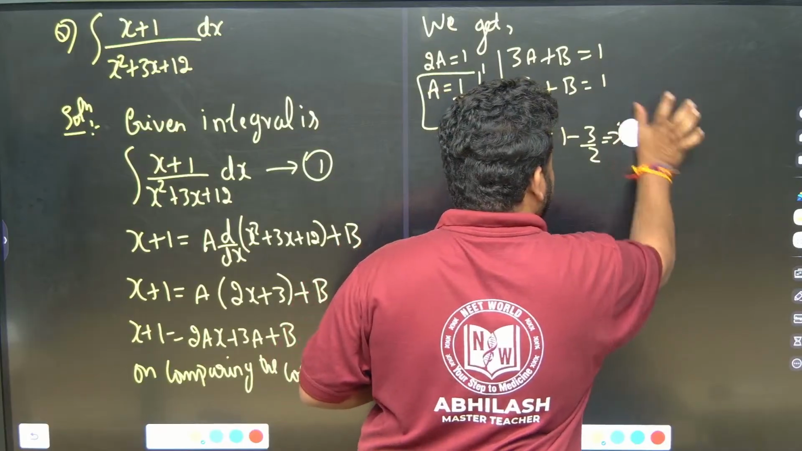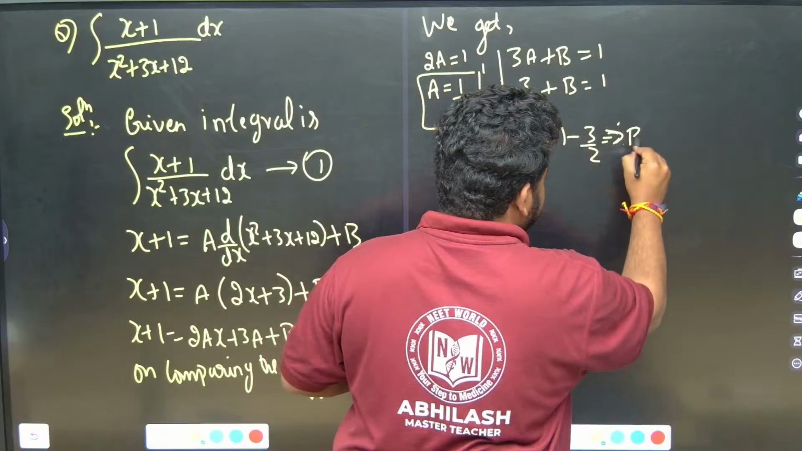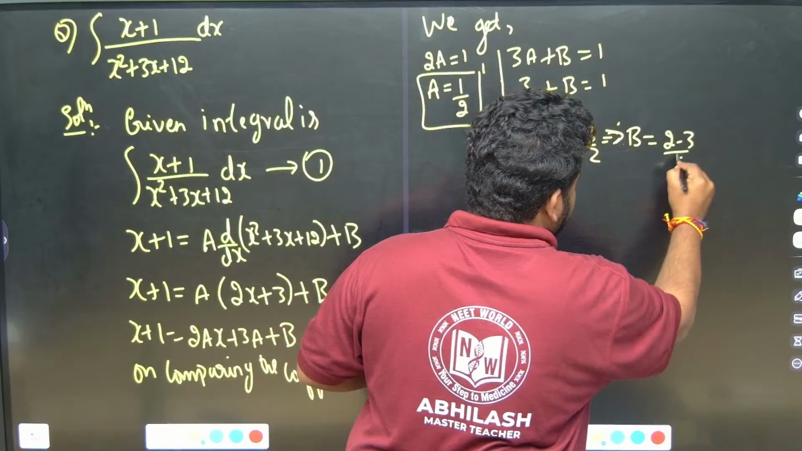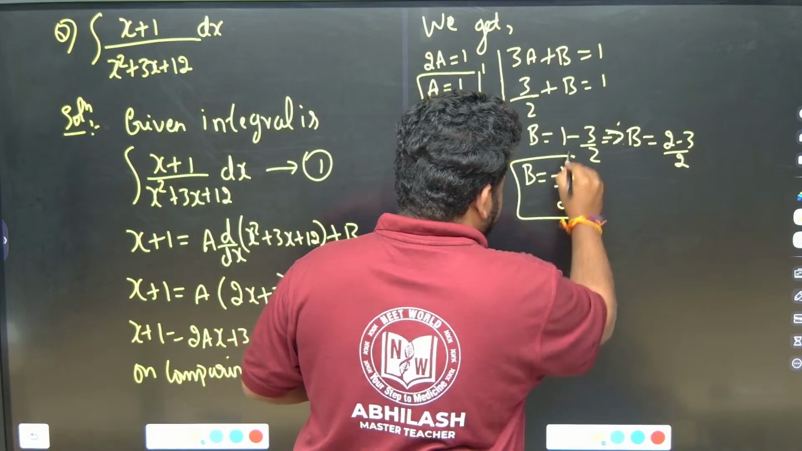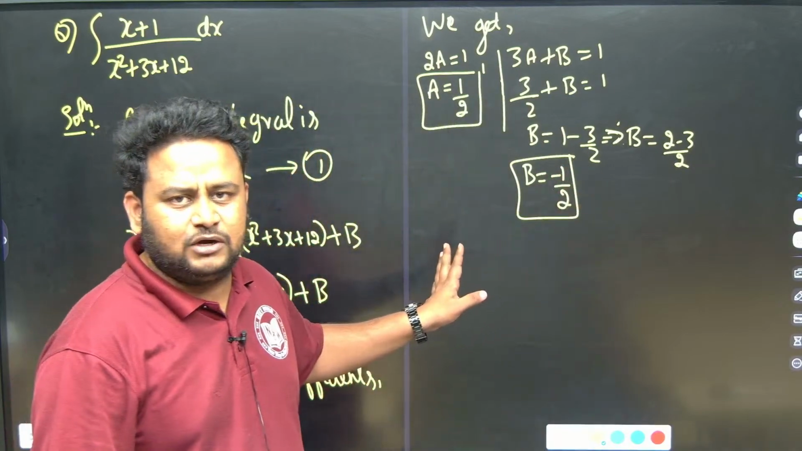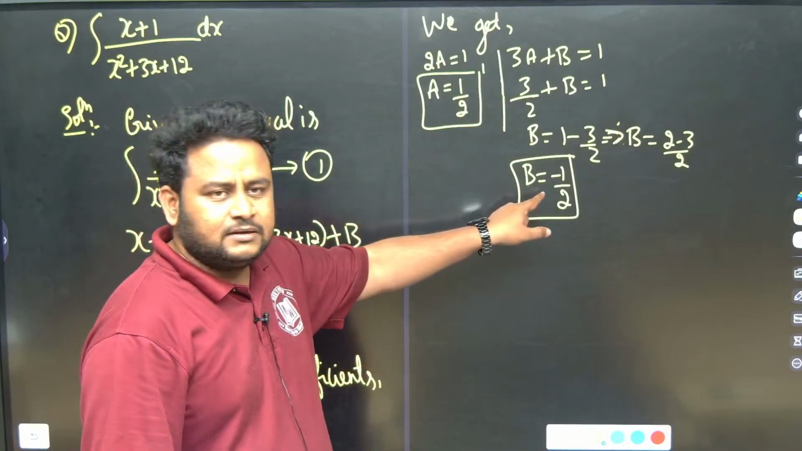Write down neatly. So b is equal to 2 minus 3 by 2, that implies b will be equal to minus 1 by 2. Now what will we do? Put the values of a and b.